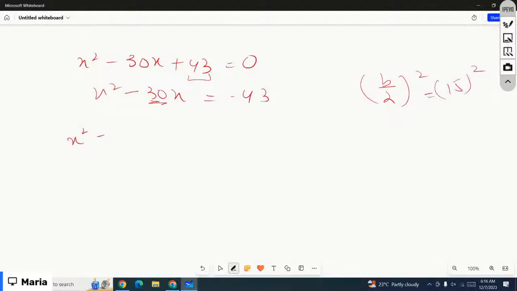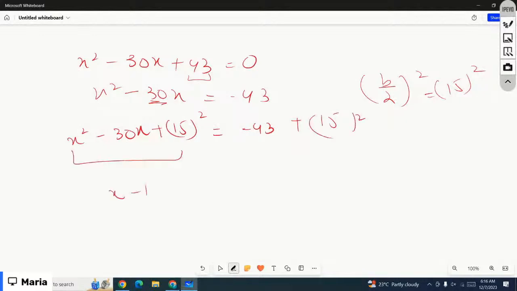So here you have x square minus 30x plus 15 square. Same you have to add on the other side, right? This one is the square of x minus 15 whole square because this one is negative. So here you have x minus 15 square. And this one is negative 43 plus 15 square is 225, I think. Yes, 225 it is, right? And 225 minus 43 equals 182. X minus 15 whole square equals 182.